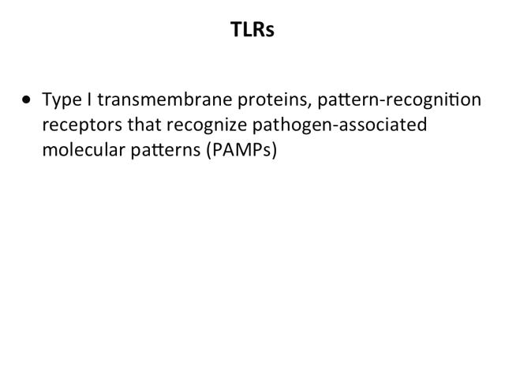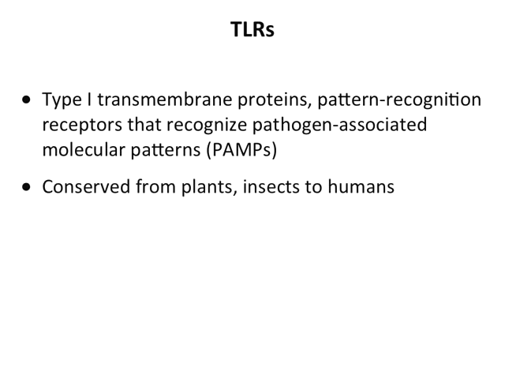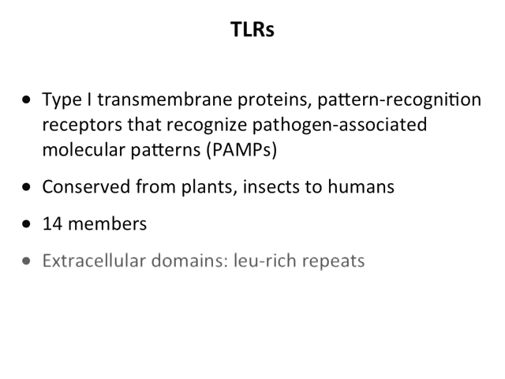These are type 1 transmembrane proteins. They are pattern recognition receptors. They recognize a pathogen-associated molecular pattern, also called a PAMP, and they are conserved from plants, insects, all the way to humans. Highly conserved proteins. 14 members that we know about.